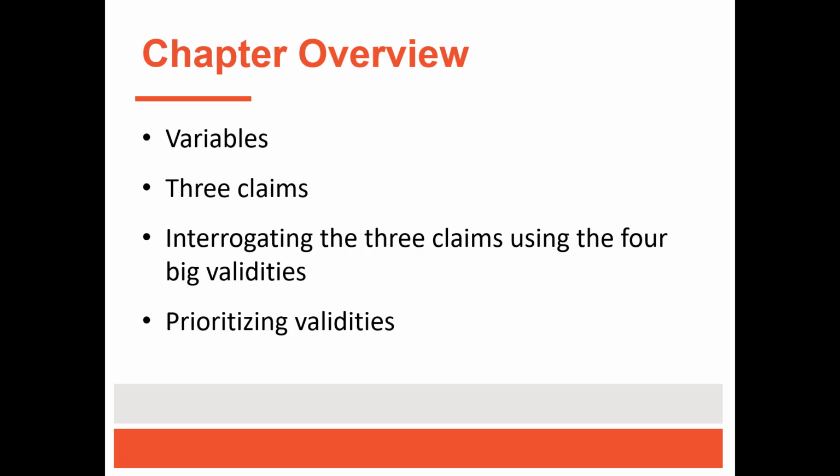You can see here the 4 main topics we'll cover in this chapter. First, we'll talk about variables, what they are, how they're defined, measured, and manipulated. Next, we'll cover the 3 claims that can be made about different variables. These are frequency, association, and causal claims. We'll then cover the 4 big validities, or ways that we use to measure the soundness or integrity of a claim. These are construct, external, statistical, and internal validity. Finally, we'll cover how these validities are prioritized differently depending on what type of claim is being made.